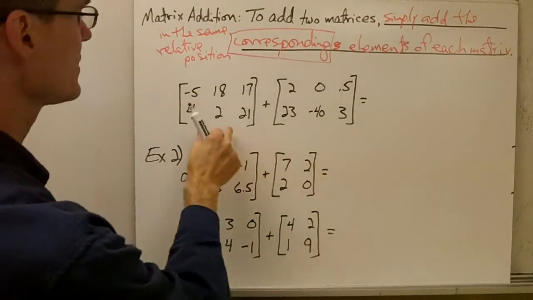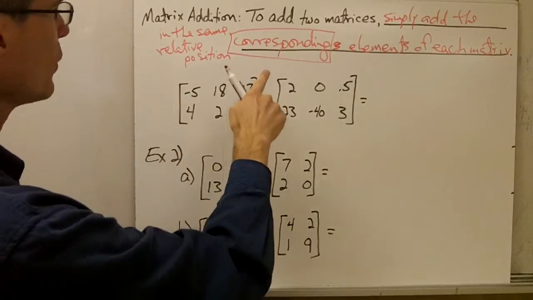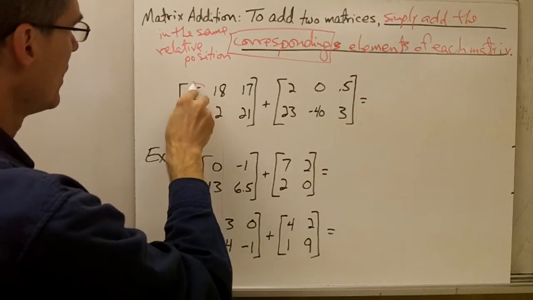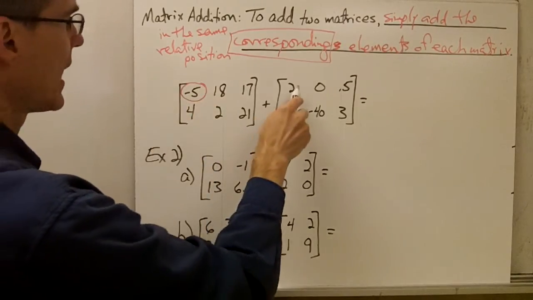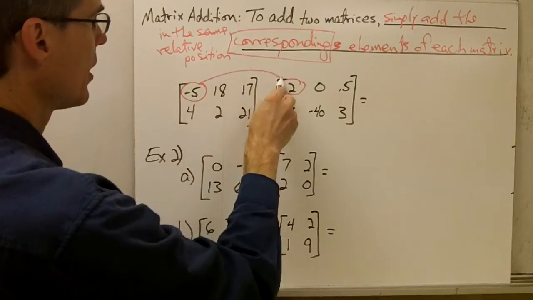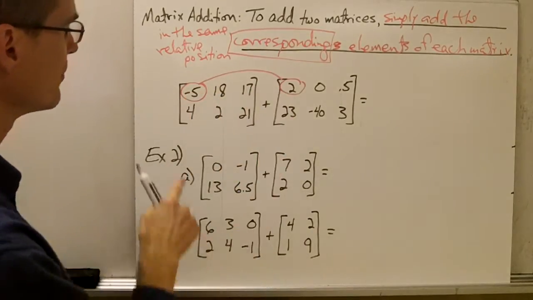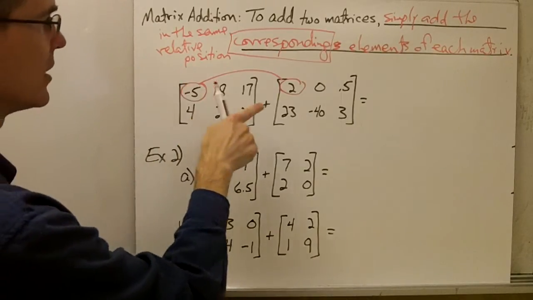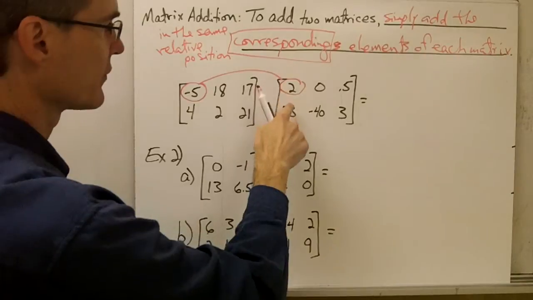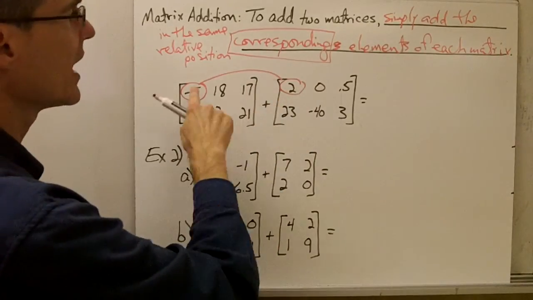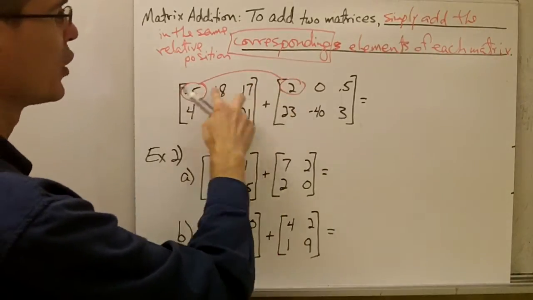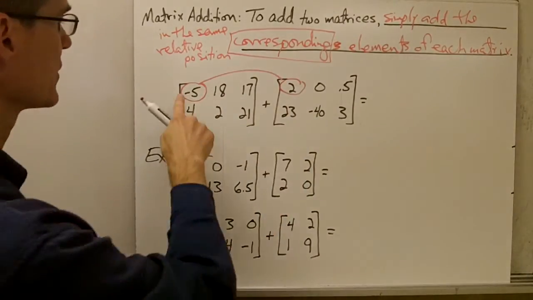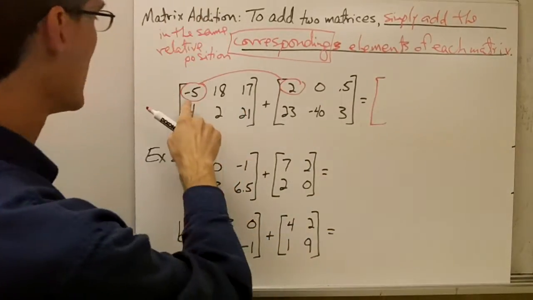Here are 2 matrices that I want to add together. When I want to add 2 matrices, I add the corresponding elements of each matrix. Well, this element here and this element here are what we call corresponding elements of these 2 matrices. In this matrix, this element here is in the first row and the first column. This element is also in the first row and the first column of this matrix. So these 2 elements we say are corresponding. They're in the same relative position. First row, first column in this matrix, first row, first column in this matrix. So I'm going to add these 2 elements together.